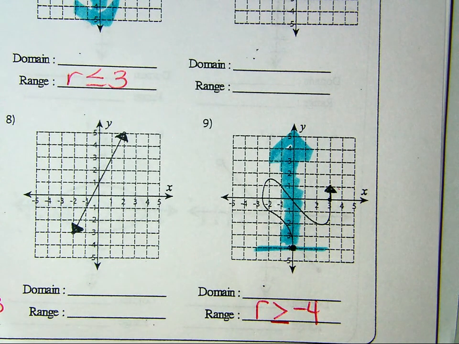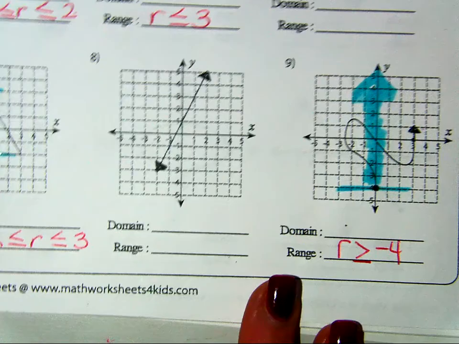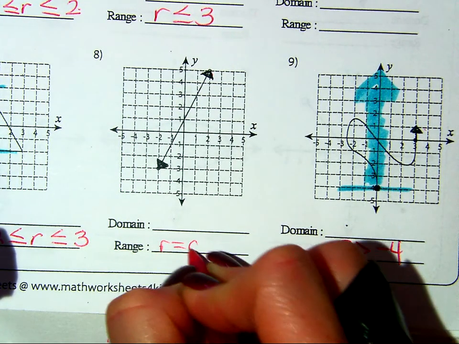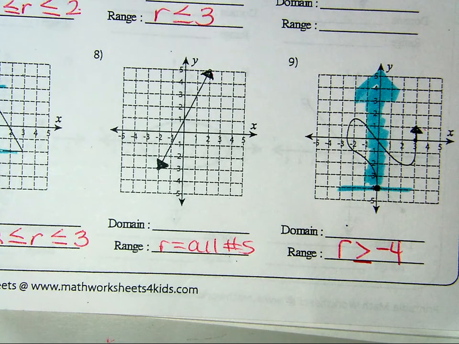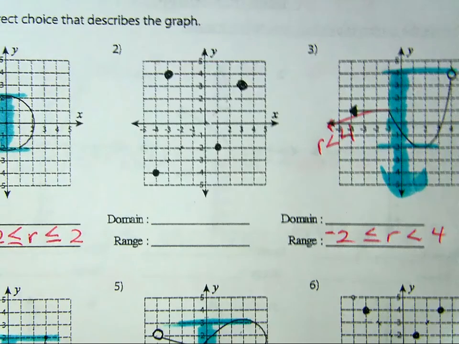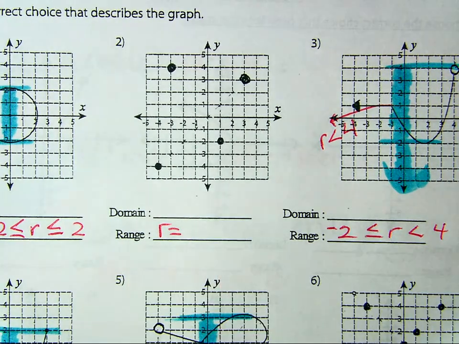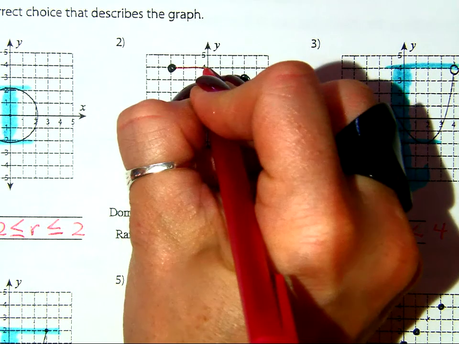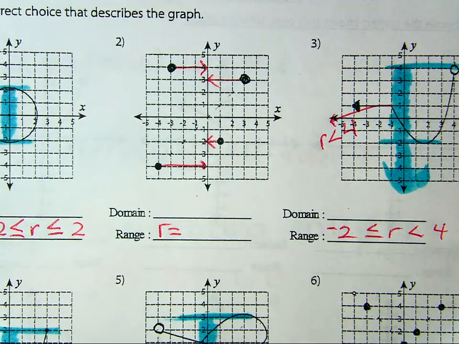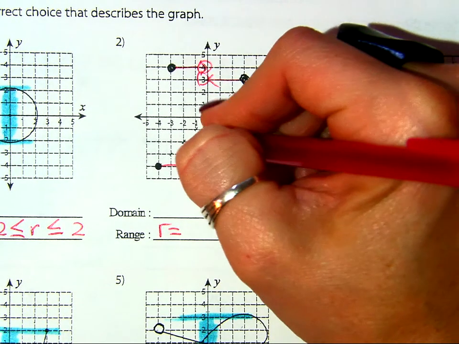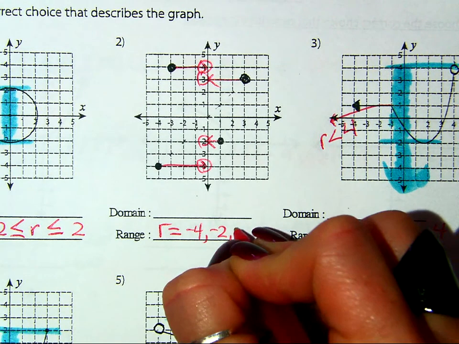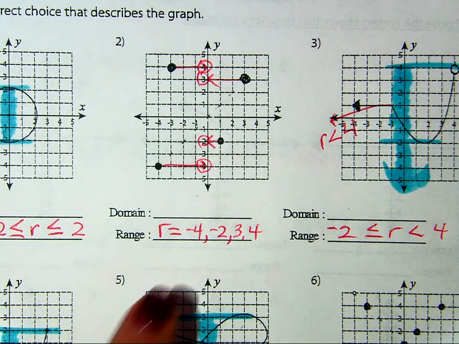How high can it go? Forever and ever. How low? Forever and ever. Oh, that must mean my range is all numbers. Try number 2 and number 6. You with me? Does this make sense? Okay. How high, how low, how far left, how far right?